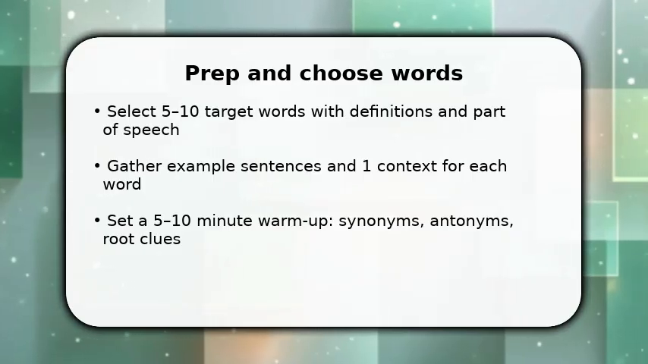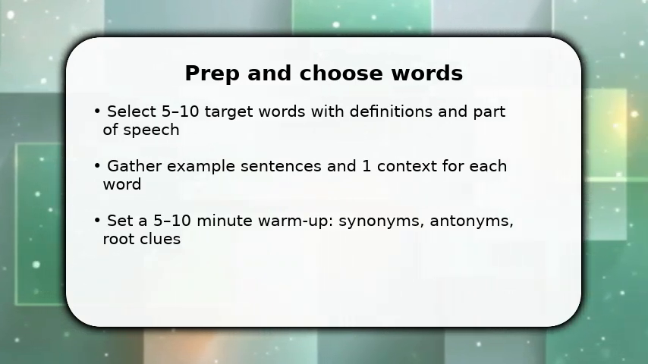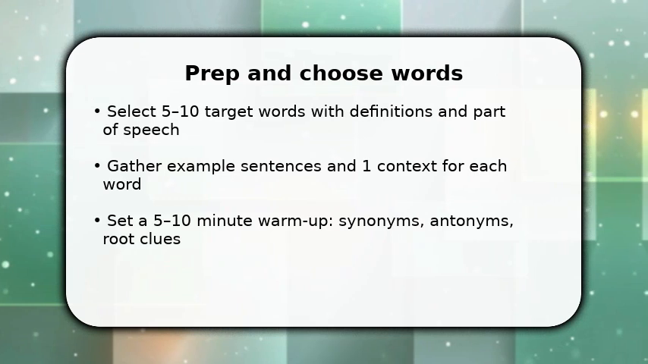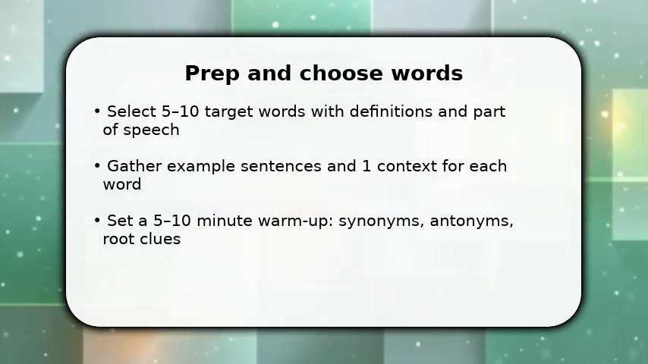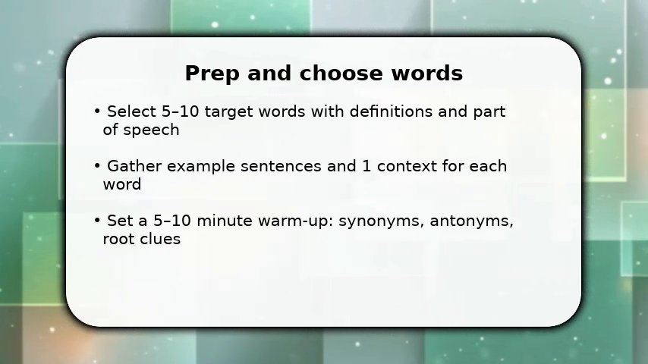You start by picking 5-10 words you want to use in sentences. Choose words at the right level and note part of speech. Once chosen, write quick definitions and one context for each word so you know the typical use. Make sure to prep synonyms and antonyms as cues.